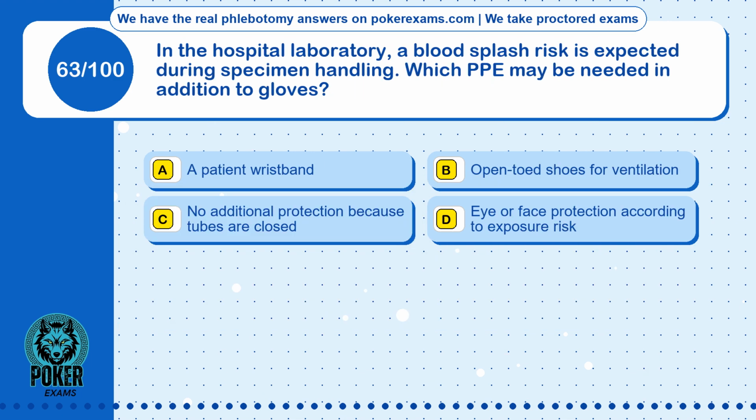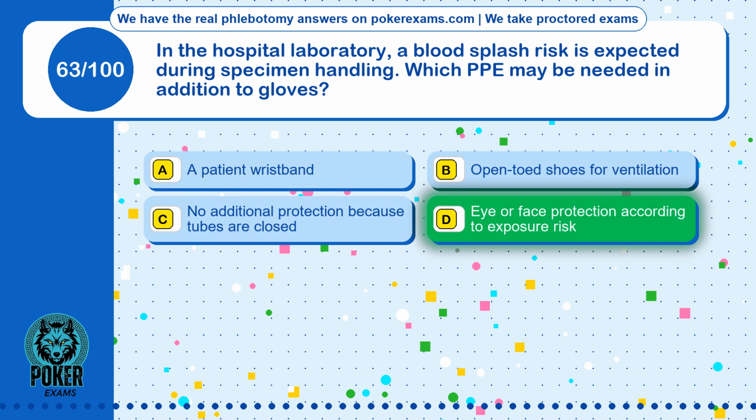Question 63. In the hospital laboratory, a blood splash risk is expected during specimen handling. Which PPE may be needed in addition to gloves? Option A. A patient wristband. Option B, open-toed shoes for ventilation. Option C. No additional protection because tubes are closed. Option D, eye or face protection according to exposure risk.